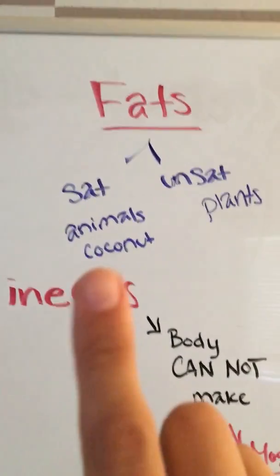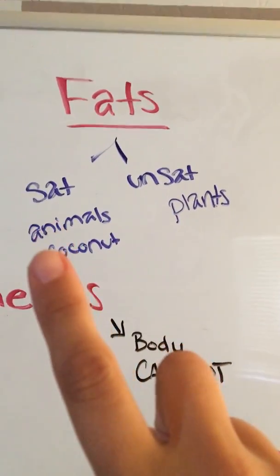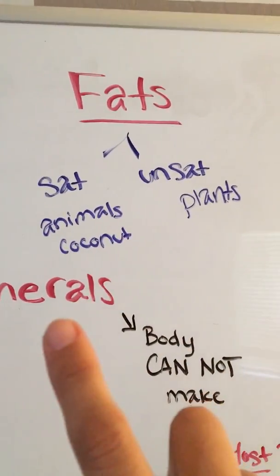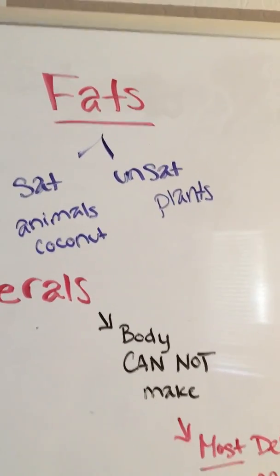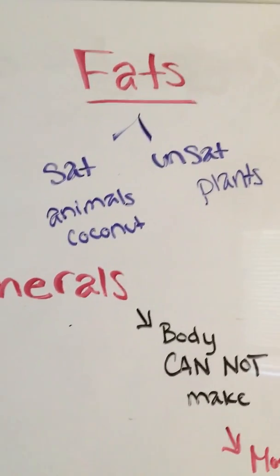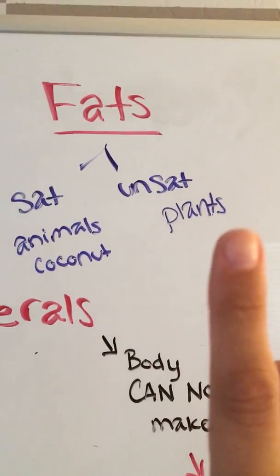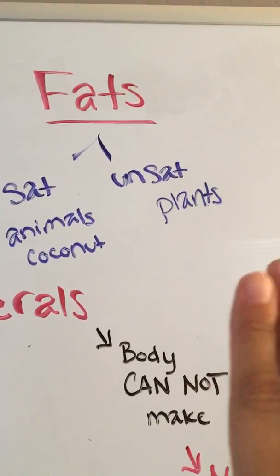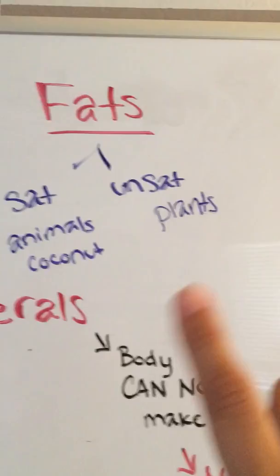Okay, fats. You have saturated and you have unsaturated. Saturated fats are going to come from your animal fats and things like coconut oil. Those are the ones that get the bad rap because everyone thinks that saturated fats cause heart disease, which has been proven in multiple studies that those do actually not cause heart disease. Unsaturated fats are going to be your avocados, your seeds, your oils. A lot of them come from plants.